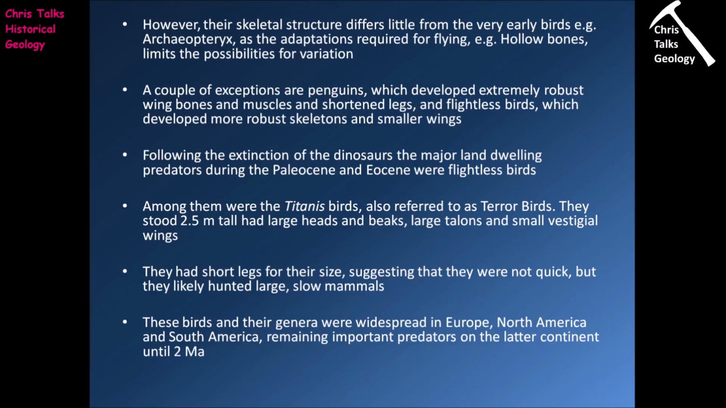And this may well explain why their head design in particular becomes so amazingly overdeveloped, because instead of going after smaller, faster prey, they're going after bigger, tougher prey. So, having really strong weaponry is going to be an advantage in terms of killing the animal you're going after. Now, we see the Titanis birds and their associated genera were widespread in Europe, North America, and South America. And they remained important predators in South America up until about 2 million years ago.